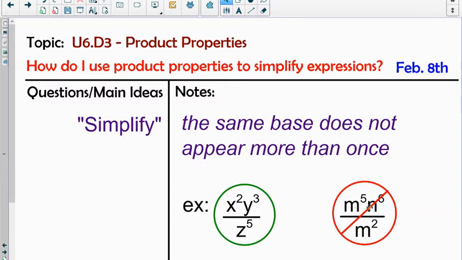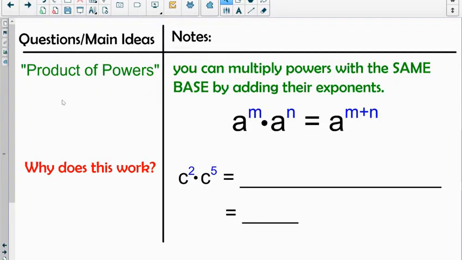Now, we will learn throughout this week how to simplify something like that, but we're going to start with product properties today. Our first product property is called the product of powers, which says you can multiply powers with the same base by adding their exponents. So what we have here is a power, a to the m, times a to the n. Keep in mind the word product means that you're multiplying, or the solution to a multiplication problem. So what we have here is a product of two different powers. That's why this is called product of powers.